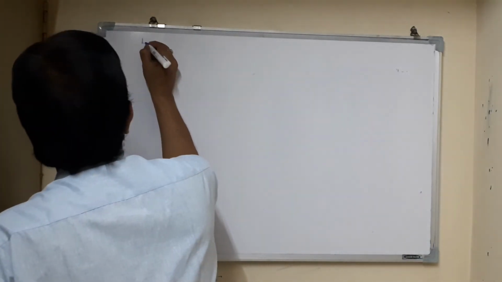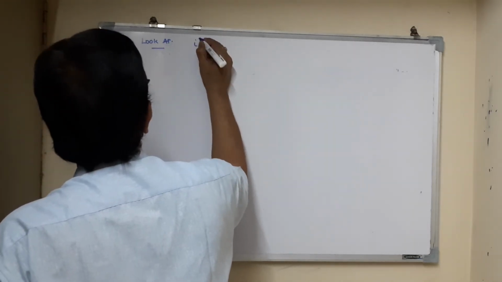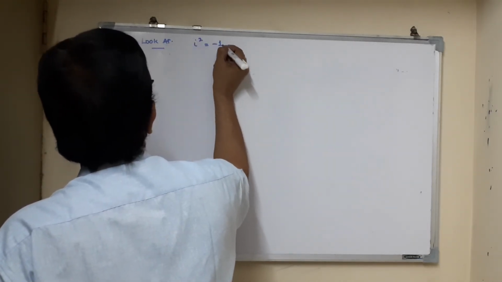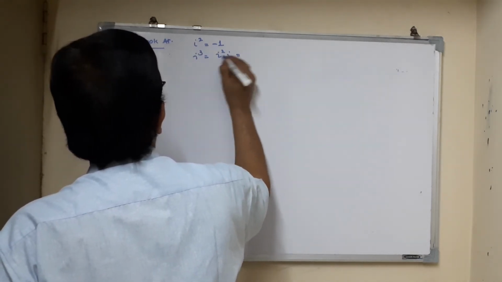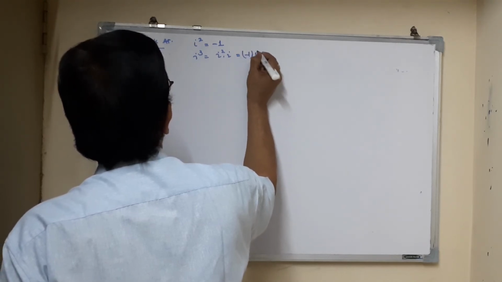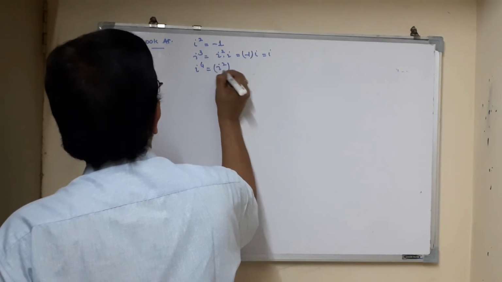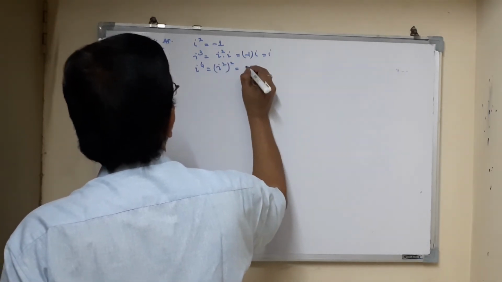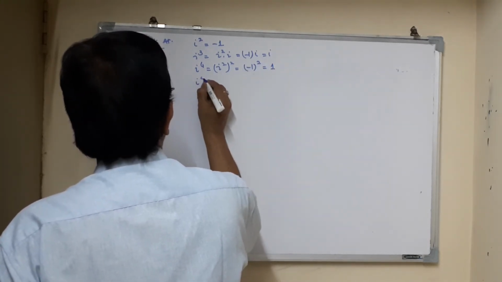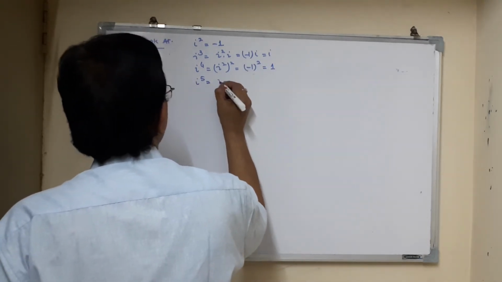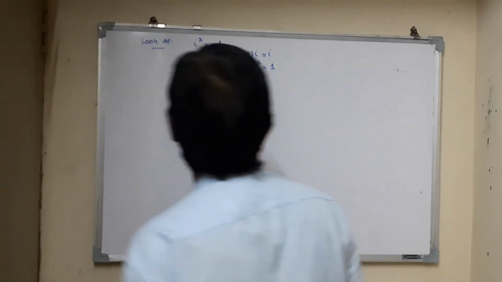So look at i square. I square is minus 1. What is i cube? I square into i. I square is minus 1, so minus 1 into i, which is minus i. What is i power 4? I power 4 is i square whole square. I square is minus 1, whole square is plus 1. I power 5 is i power 4 into i, which is 1 into i, so plus i.